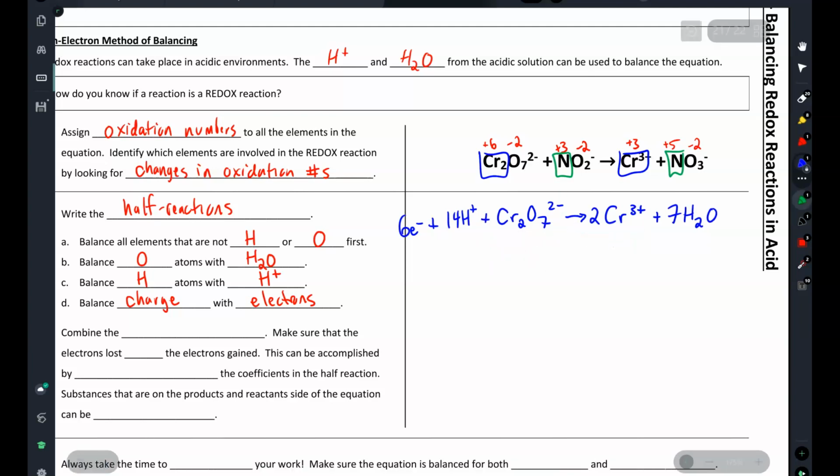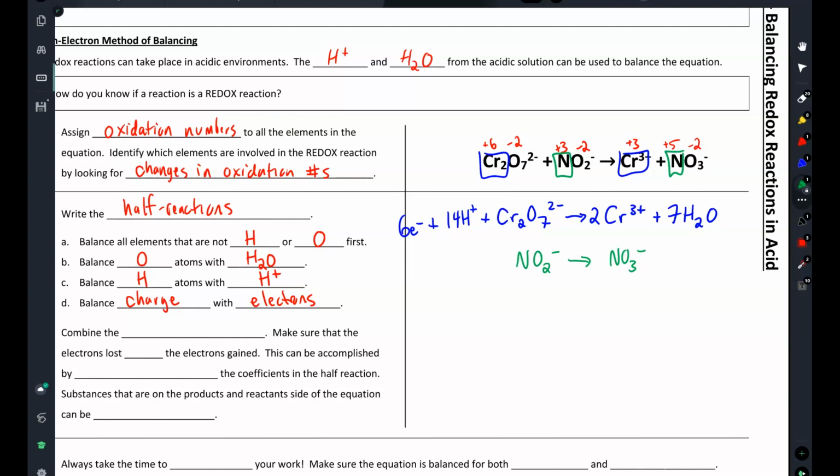Let's do the same thing for nitrogen. Nitrogen is in NO2 as a reactant, and NO2 minus and NO3 minus as a reactant and product respectively. We're going to start by balancing all elements that are not hydrogen or oxygen. So in this case, nitrogen. There's 1 nitrogen on both sides of the equation.